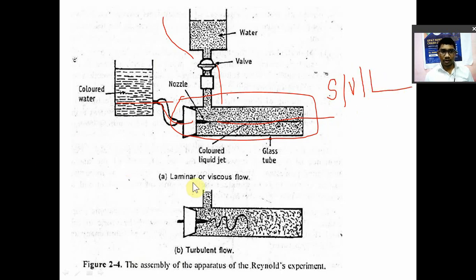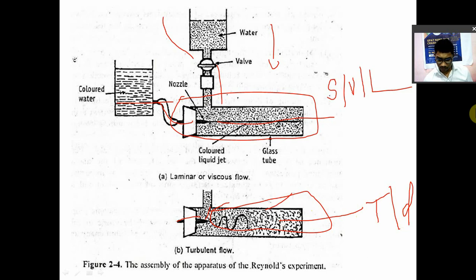But if you increase the velocity of the water, increase the flow rate, what will happen? Because of the increased velocity, eddy diffusion increases and leads to mixing, so the entire solution will be colored. This is known as turbulent flow, also known as diffuse flow. Are you getting it?